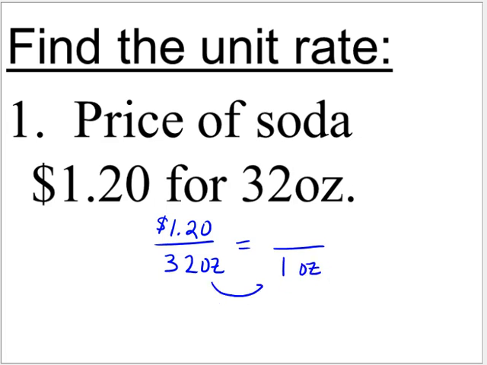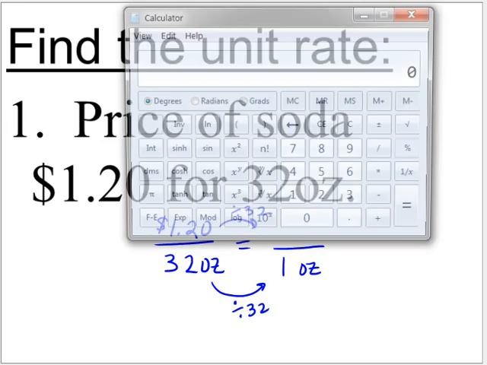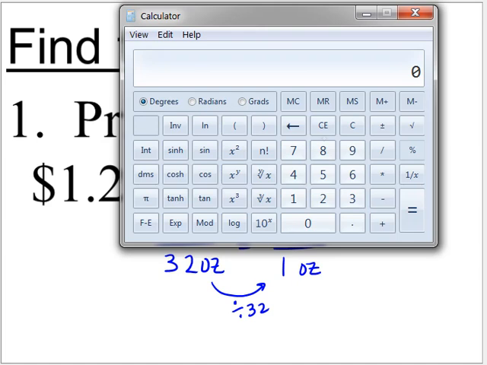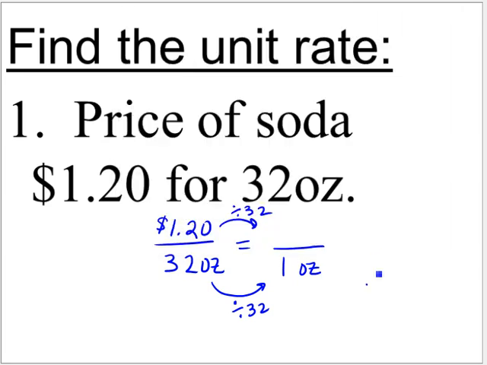Well, what that means I was doing was I was dividing by 32. So that means on top I need to divide by 32. What I'm going to do is use my calculator, and I'm going to type in $1.20 divided by 32. That gives me about 4 cents. So I'll write here 0.0375.